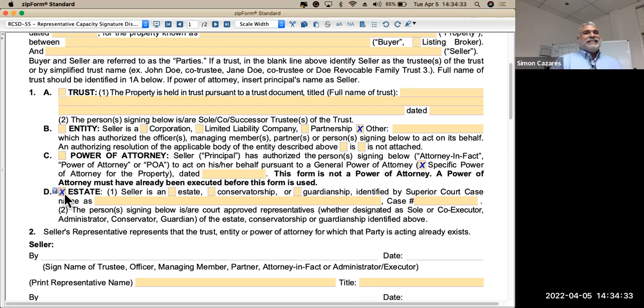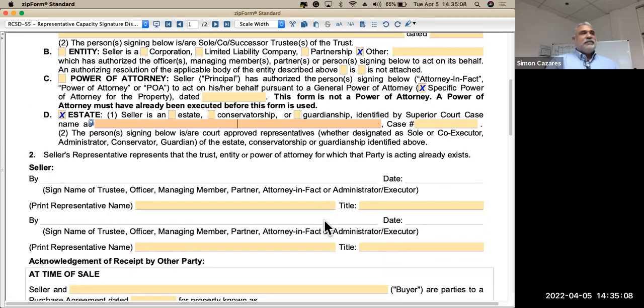If the property is under an estate, usually like a probate, is it seller is an estate, conservatorship, guardianship, identified by the superior court, then if that's the case, we need to know who the court is and what the court case number is. And you're still going to utilize this form because they may give you and grant you the opportunity, not this moment, but 30 days from now, 60 days from now, 2 weeks from now, you'll have the opportunity, but you have the documentation in place that gives you the authorization on behalf of the estate.